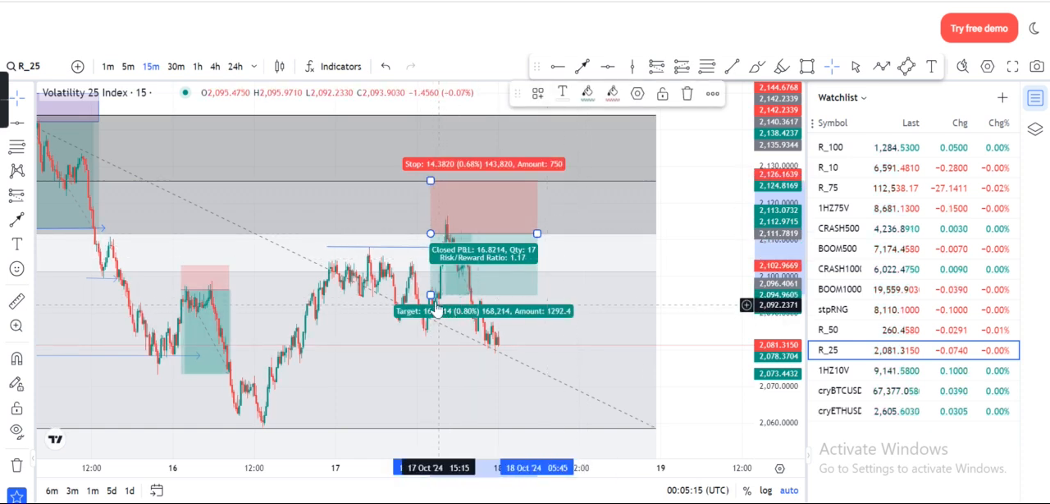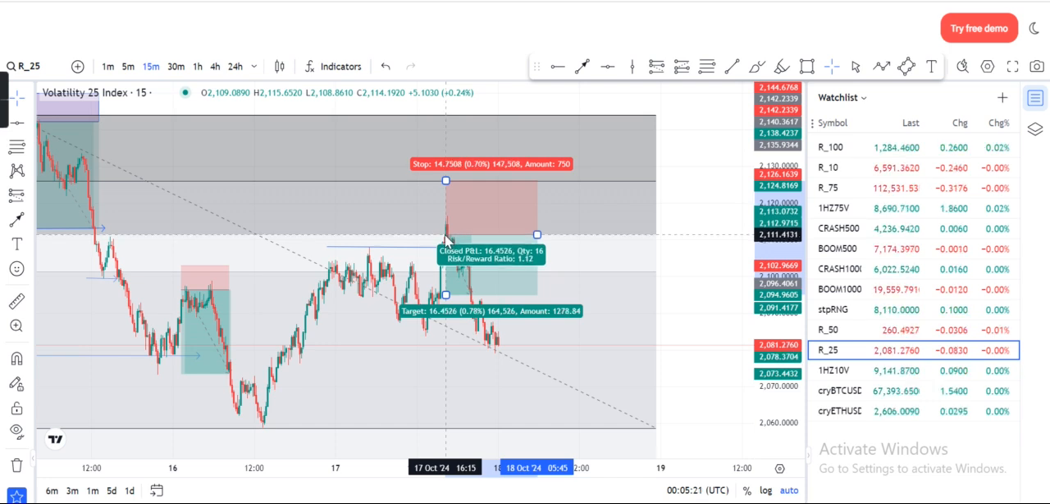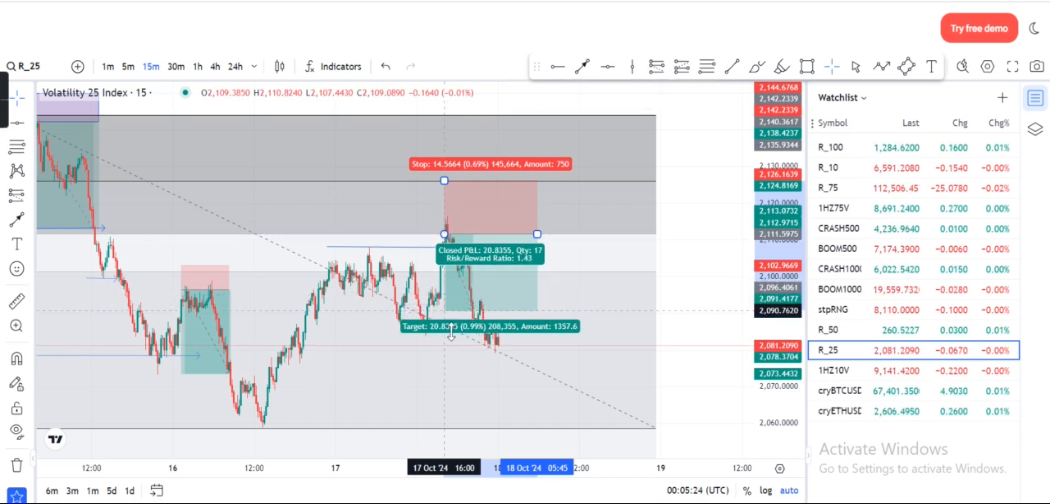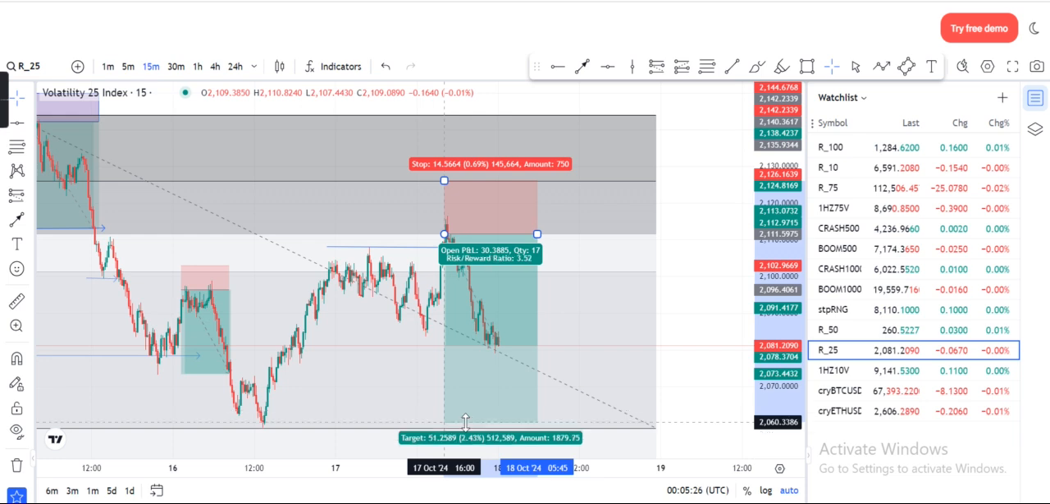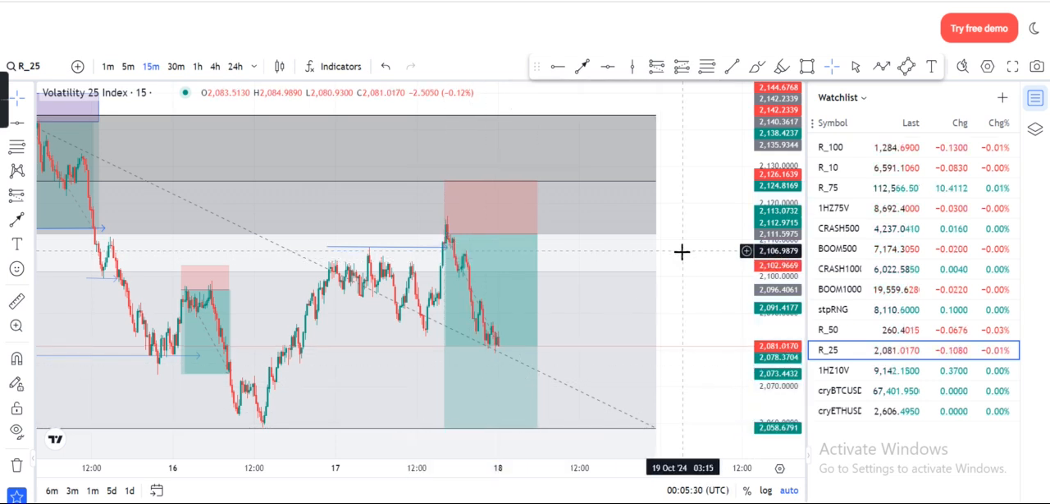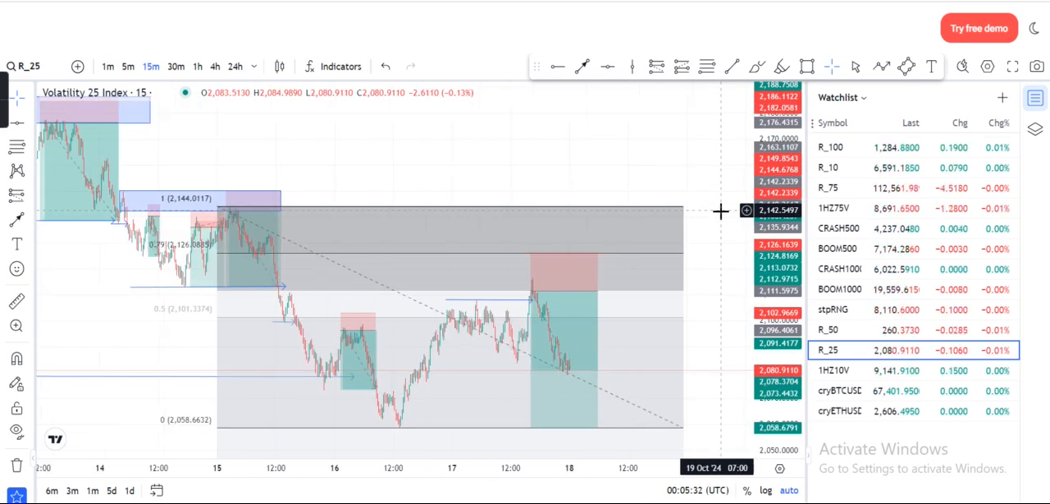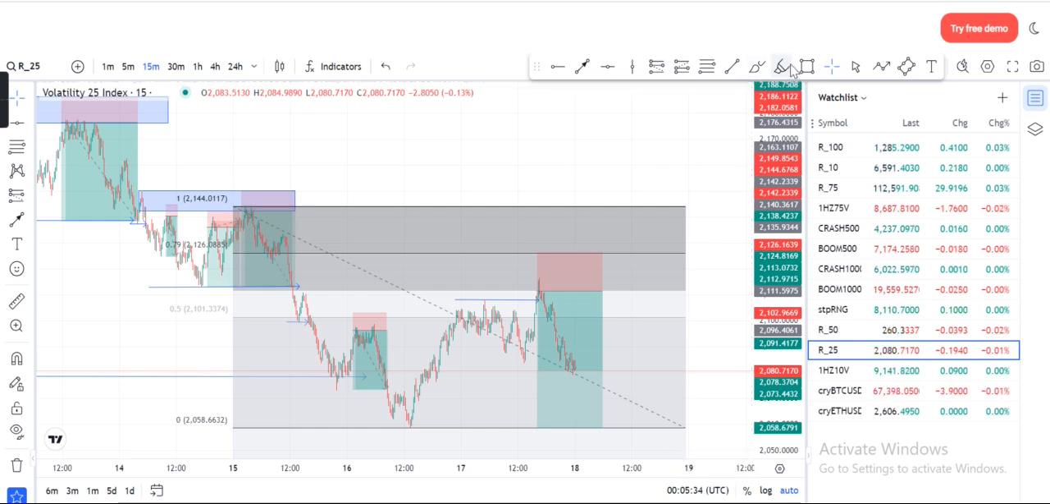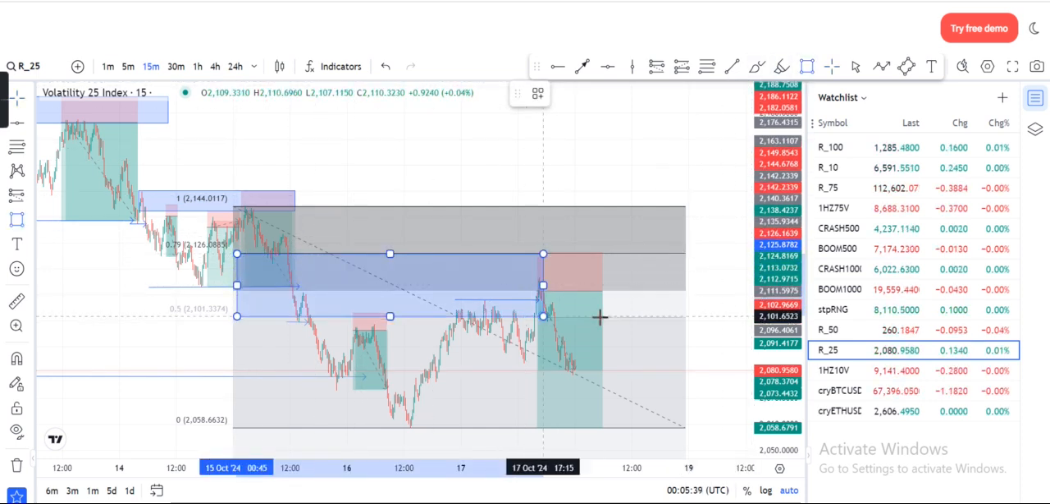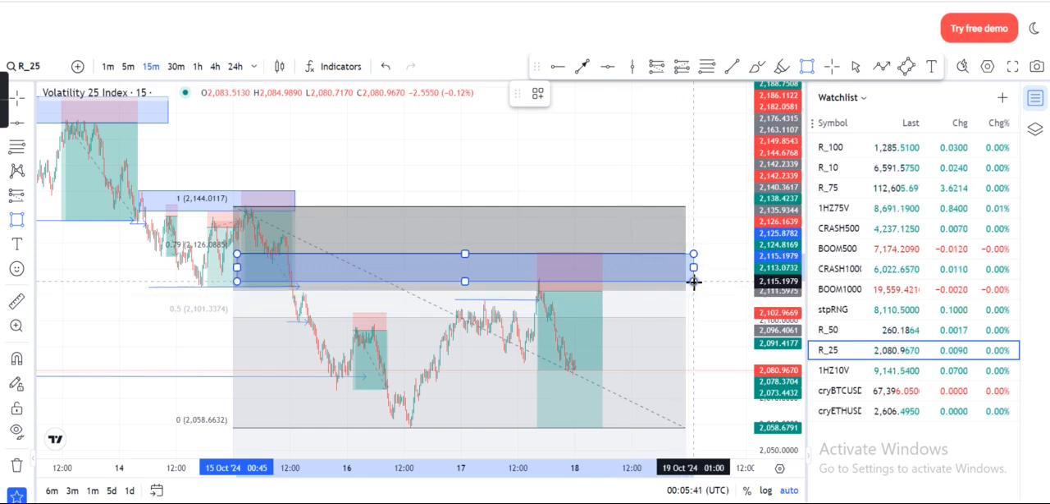So we have our stop loss here, and then our take profit. So that is where we have our take profits. That's where we have our stop loss. And then this is the zone we reacted from.